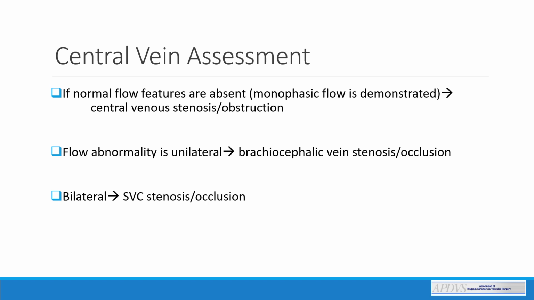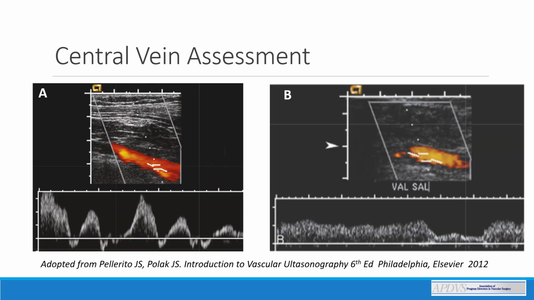Occasionally, the brachiocephalic veins and SVC can be visualized with ultrasound. In such cases, they are best seen with a small footprint transducer above the medial clavicle or in the sternal notch using caudal angulation. Figure A shows a normal subclavian vein.